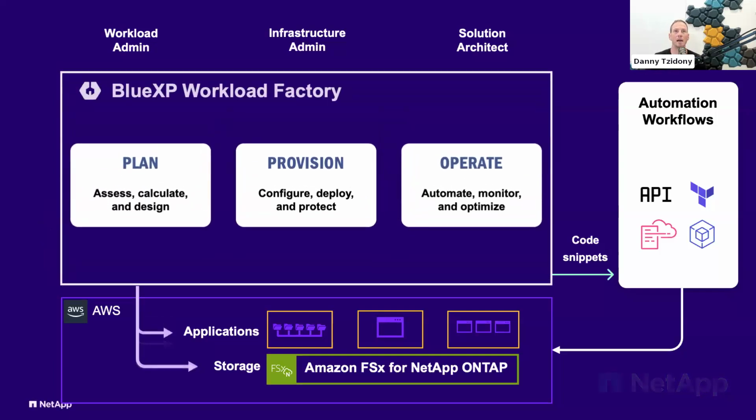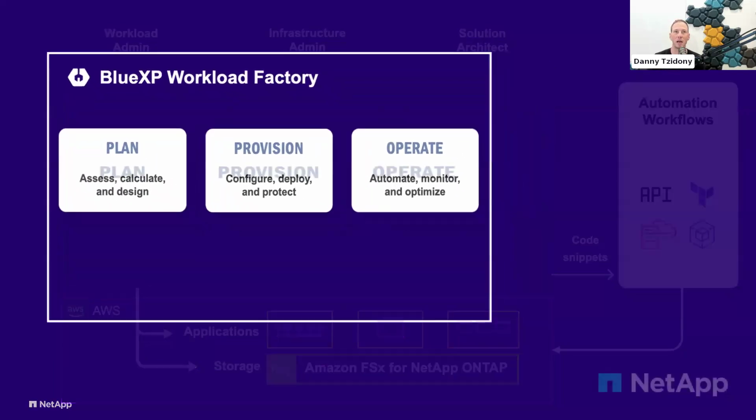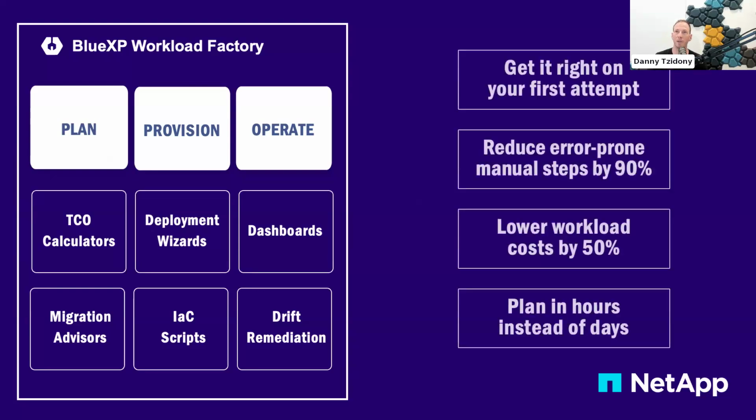And this is where BlueXP Workload Factory enters to help us do all these three on top of our applications sitting on top of Amazon FSx for NetApp ONTAP. Essentially, we've got an array of tools there: TCO calculators and migration advisors to help us plan, deployment wizards and infrastructure as code scripts to help us provision. And to operate, we have dashboards like the well-architected dashboard and drift remediation that we're going to talk about today.